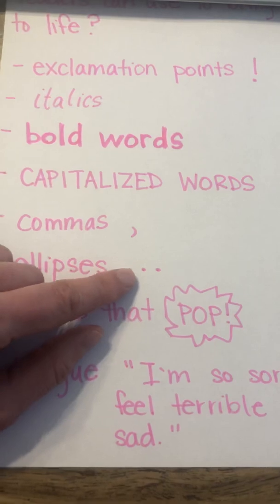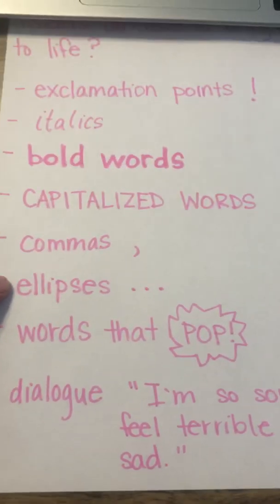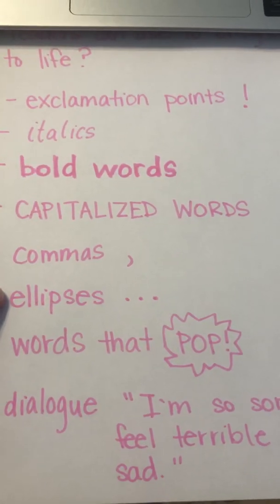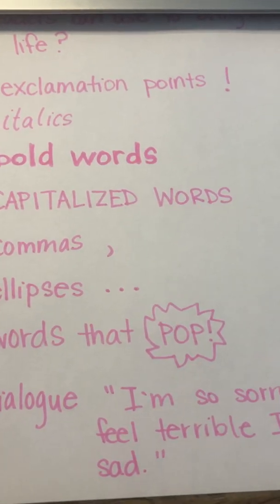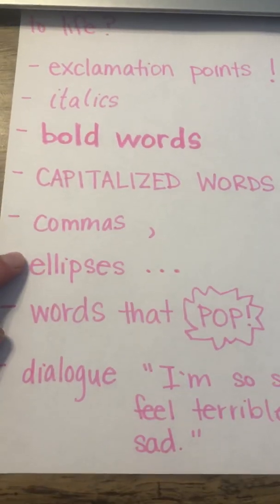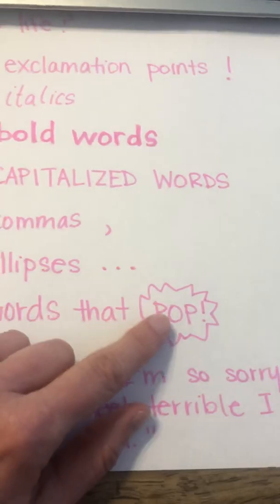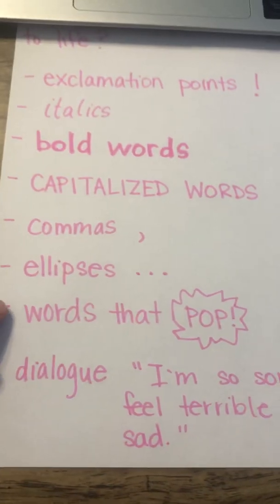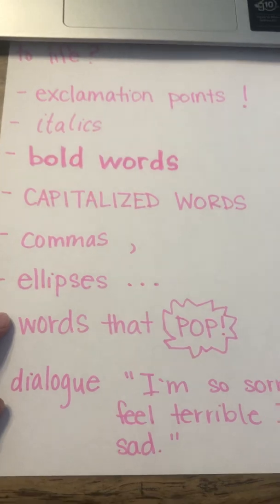Ellipses are these... Ellipses are often left at the end of a page to provide a little suspense for what's coming on the next page. Also, there are words that pop. These might be words that are kind of put in like a little explosion shape, and we know that we also need to make our voice stronger when we read those words.